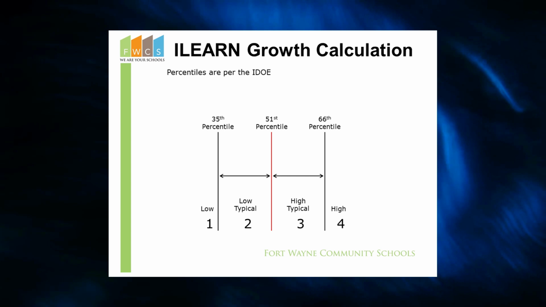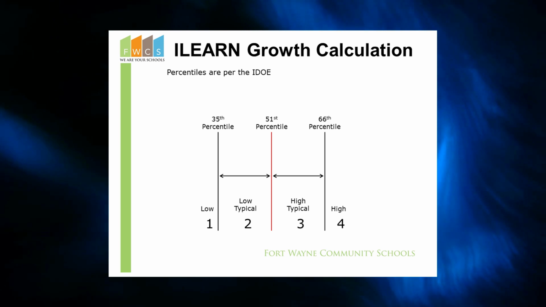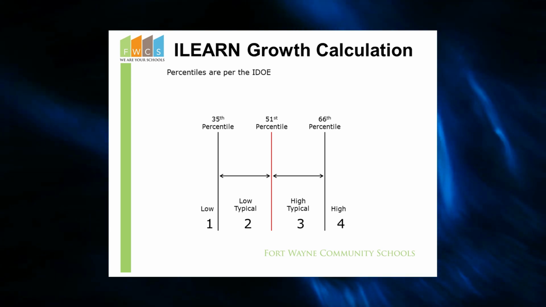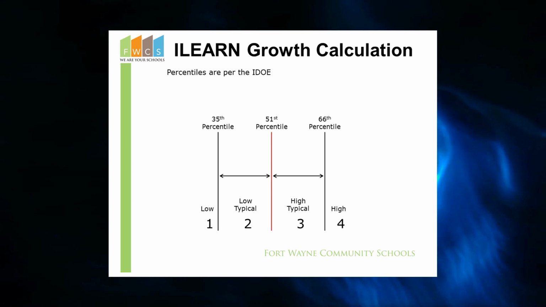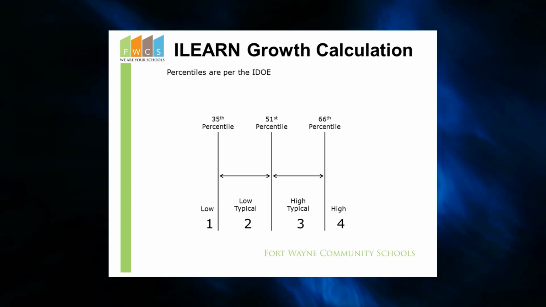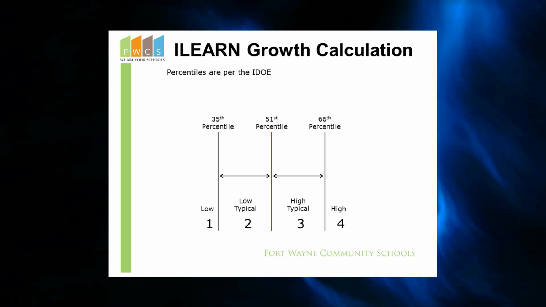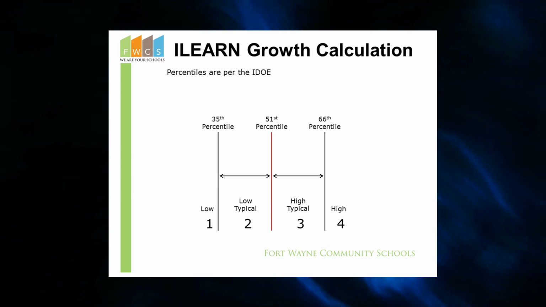For students who took ILEARN tests, the student growth percentile is determined by the Indiana Department of Education. Each student's growth metric will be scored according to the DOE's percentile growth ranges. A student scoring in the 66th or greater percentile will receive a score of 4. Students scoring between the 51st and the 65th percentile inclusive will receive a score of 3. Students scoring between the 35th and the 50th percentile inclusive will receive a score of 2, and students scoring below the 35th percentile will receive a score of 1.